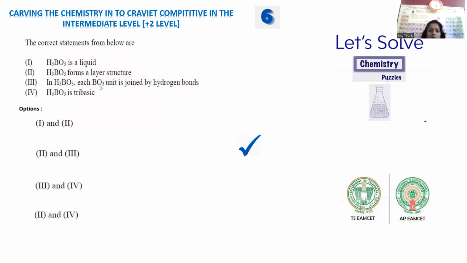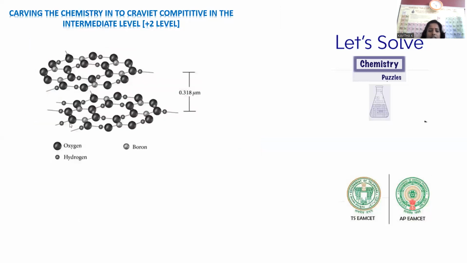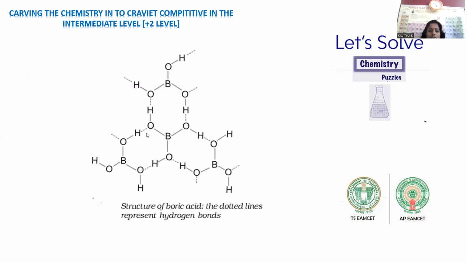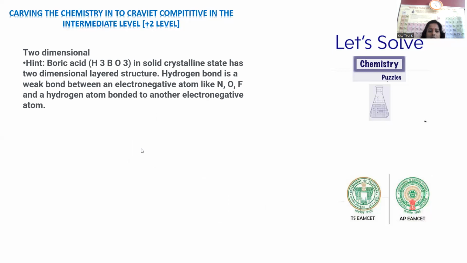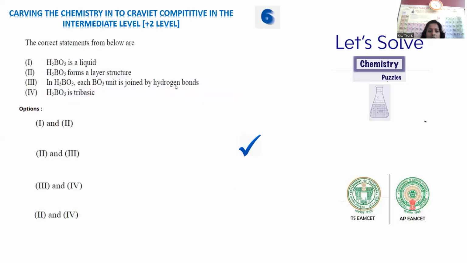In boric acid, the BO3 units are joined by hydrogen bonds. Obviously, if oxygen and hydrogen are present, there is a possibility of the formation of hydrogen bonding in this manner. If you observe, each boric acid molecule is connected with the remaining boric acid molecules by stable forces called hydrogen bonding. Due to the presence of hydrogen bonding, the structure becomes more stable. So option number 3 is also the correct answer.